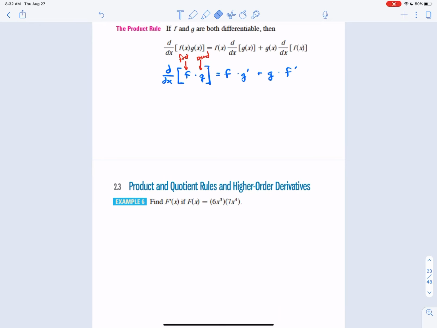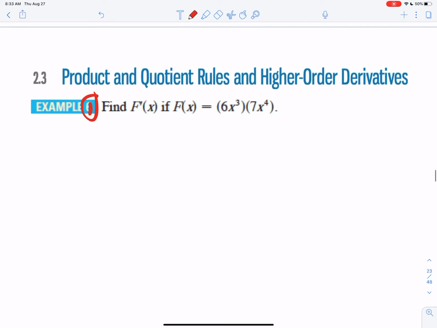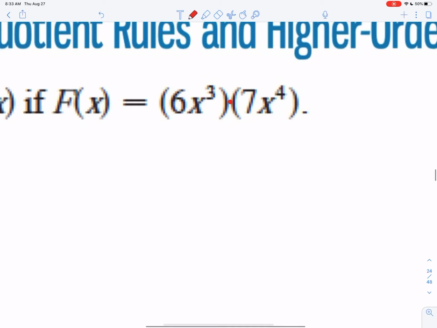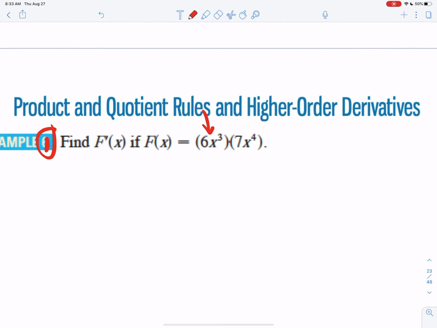Let's apply the product rule. Okay, here's example 1. Find f prime of x if f of x equals 6x cubed times 7x to the 4th. So let's apply it here, okay? Notice how we have a product. It's something times something else, right? So this is kind of like the first and this is kind of like the second. So here we go. I'll write it out just so that we get familiar with it.